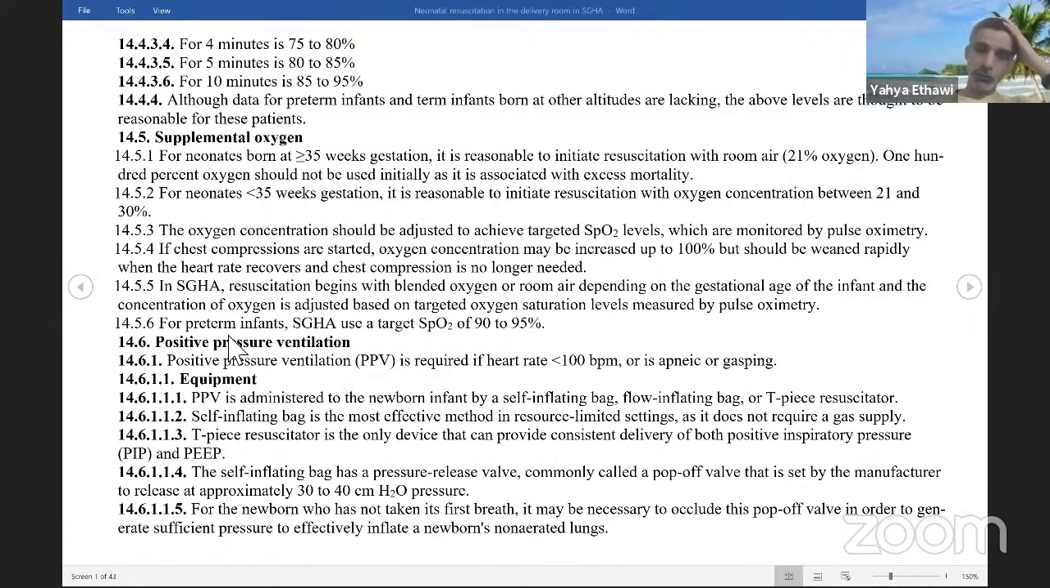I'm going to stop here and I will continue in the fourth session from positive pressure ventilation. So if you have any questions, I will be happy to answer.